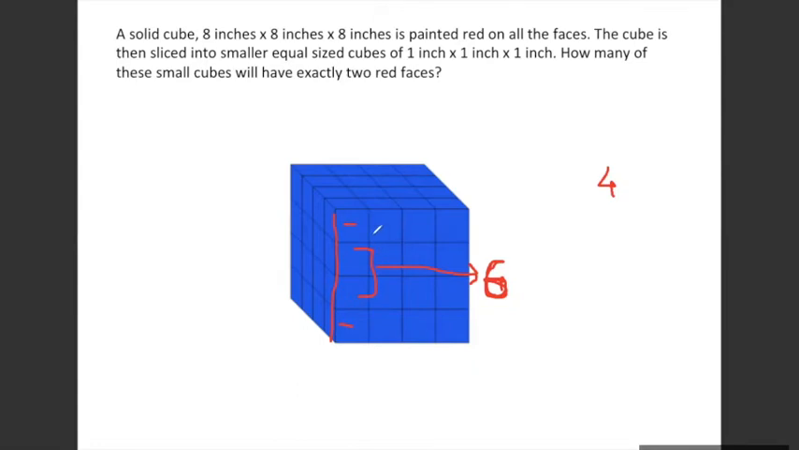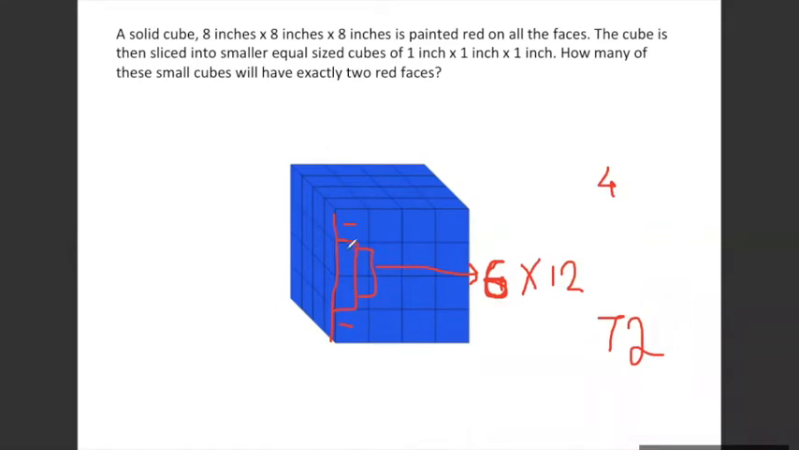So likewise, in a cube, how many edges are present? 12. So 6 into 12 is how much? 72. That's your answer. So 72 is the total number of smaller cubes that will have exactly 2 surfaces colored. Only those cubes which are in the middle, except the top and the bottom cube, will have 2 surfaces with red color.